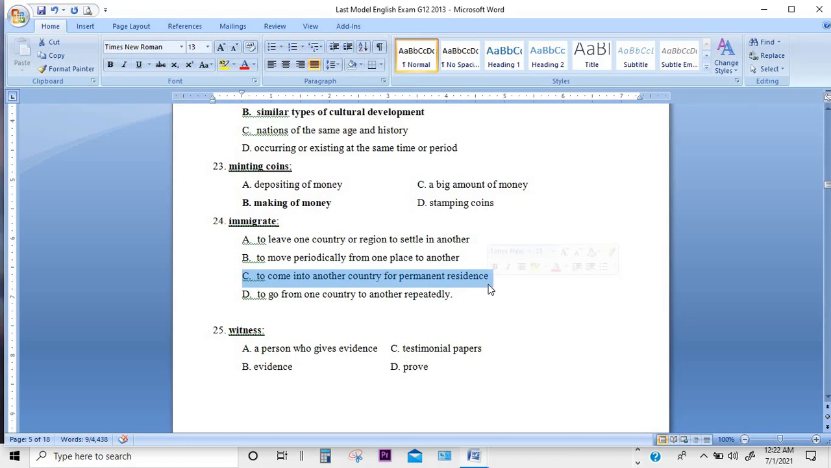To come into another country, or to leave a country to another place, to live permanently. Okay, for permanent residence. That's our answer. To come into another country for permanent residence, that is the meaning.